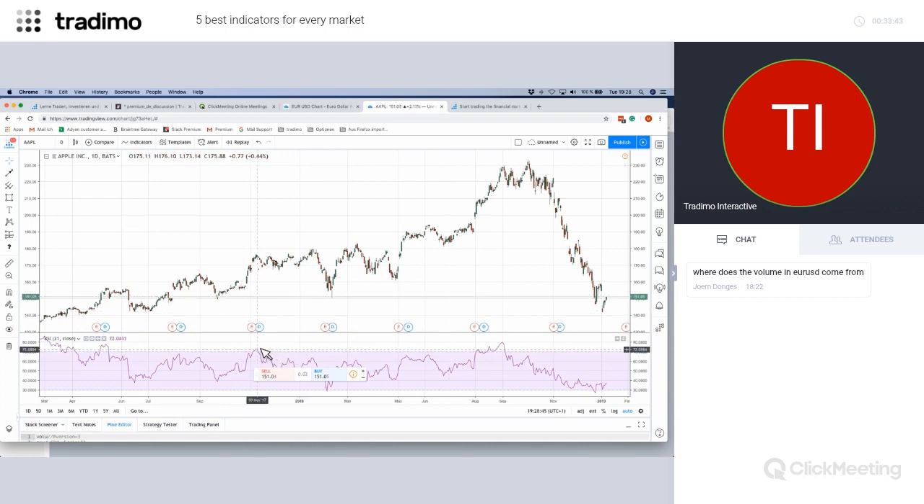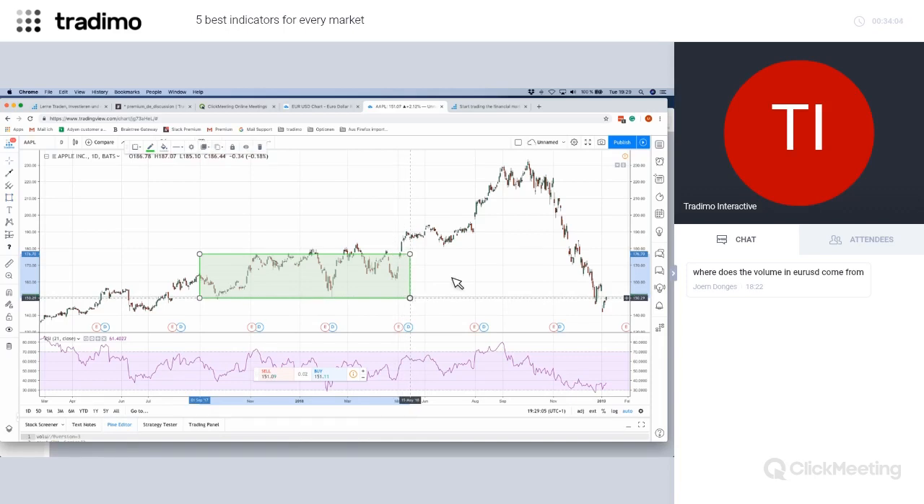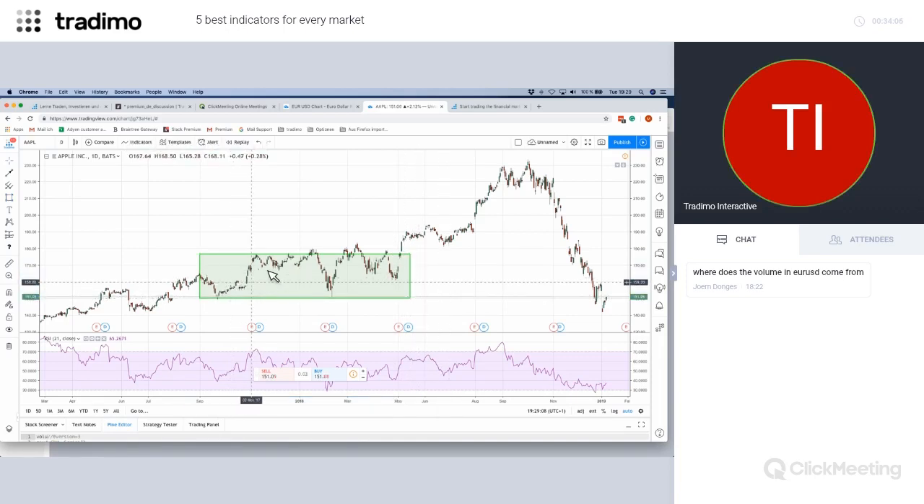So for example, here in this period of time, we have an uptrend. So you cannot use the RSI here very well. But at this point here, you can see we are in a kind of range, and the range is represented here by this. Yeah, we have a range, and in a range, you can work with the RSI very well.